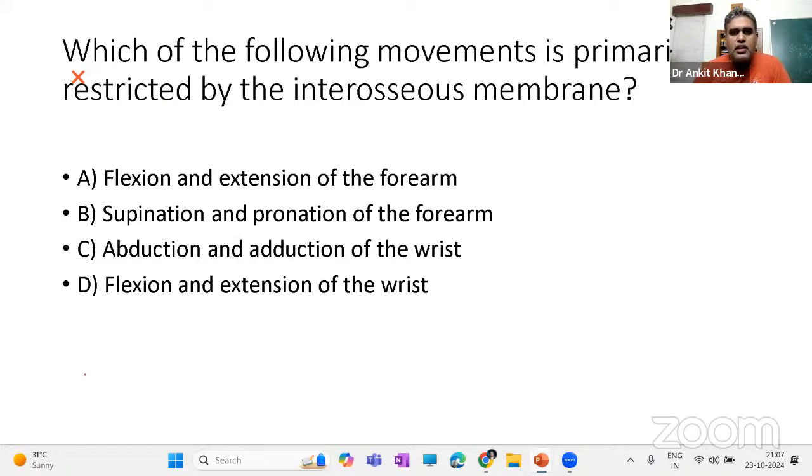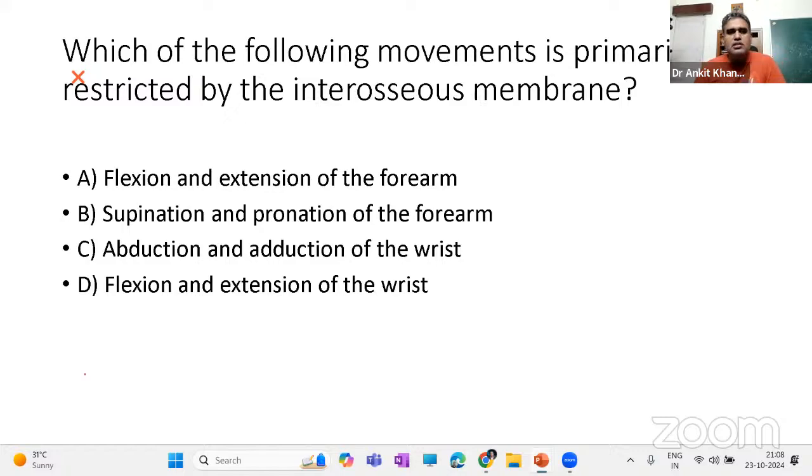Next question, which of the following movements is primarily restricted by the interosseous membrane? I guess we have discussed this in the first question. Option number C, it prevents supination pronation. There I told you it might hinder. It won't completely prevent. It might restrict, as the question says over here. So the answer will be supination pronation.